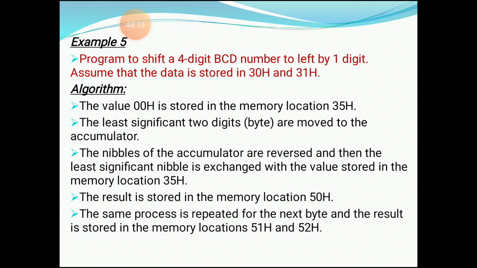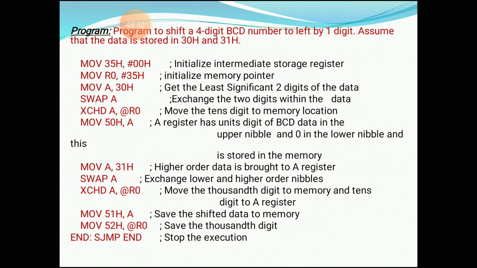Now the algorithm is, the value 00H is stored into the memory location 35H temporarily. The least significant 2 digits, that is the byte, are moved to the accumulator. Here 3, 4 is the least significant 2 digits. The nibbles of the accumulator are reversed, and then the least significant nibble is exchanged with the value stored in memory location 35H. Again the result is stored in the memory location 50H. The same process is repeated for the next byte and the result is stored in memory locations 51H and 52H. So this is the program to shift a 4-digit BCD number to left by 1 digit.